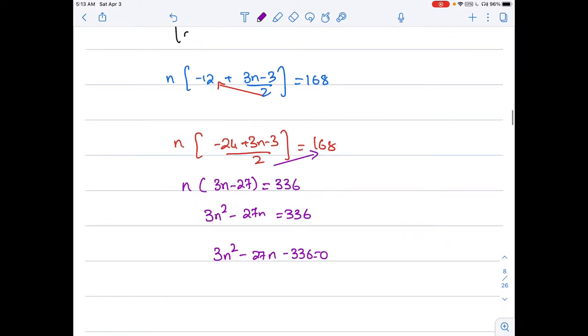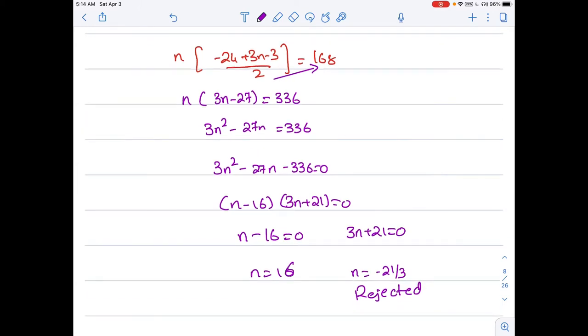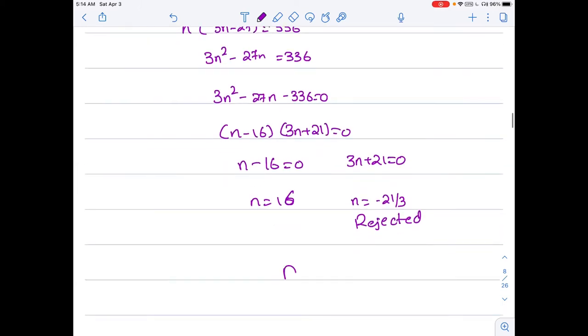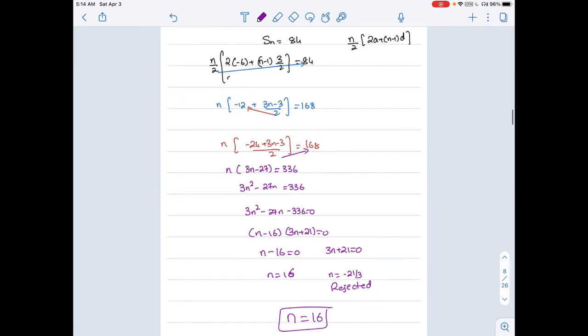So I'm going to factorize this one. It becomes (n minus 16) times (3n plus 21) is equal to 0. So I get either n minus 16 is equal to 0 or 3n plus 21 is equal to 0, which gives me n is equal to 16, n is equal to negative 21 upon 3. Negative 21 upon 3 is rejected, so therefore the value of n is 16. That's going to be the answer. So I've put the full solution on one page so that you can take a screenshot. So n is equal to 16. That's the answer for that part.